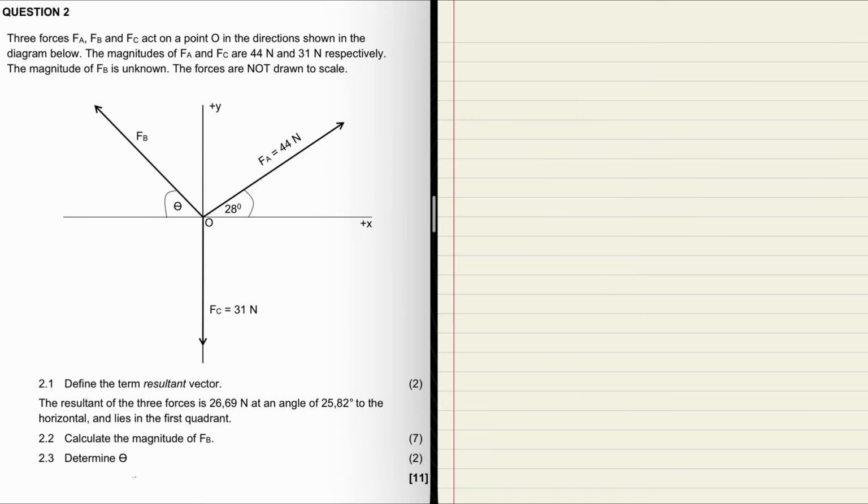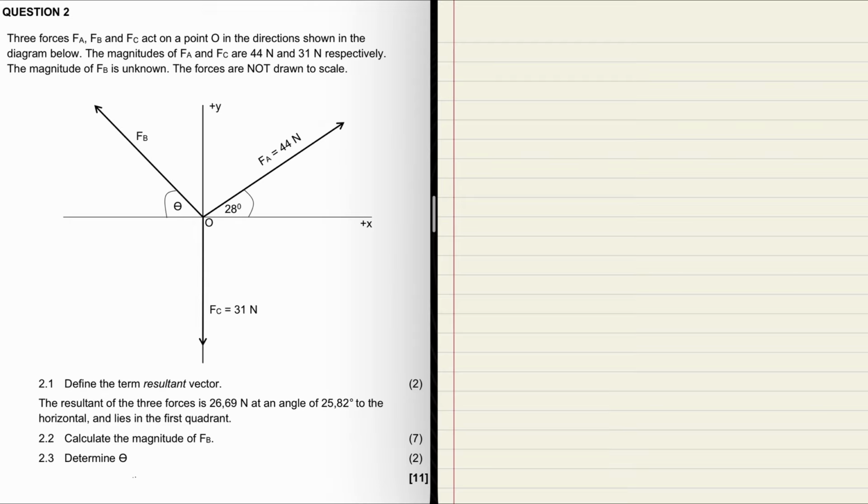Three forces, FA, FB, and FC act on a point O in the direction shown in the diagram. The magnitudes of FA and FC are 44 and 31 respectively. FB is unknown. Question 2.1, define the term resultant vector. It's important that you learn the correct definitions because definitions are usually 2 or 0. So if you miss something or you try to rewrite something, you're going to get 0.